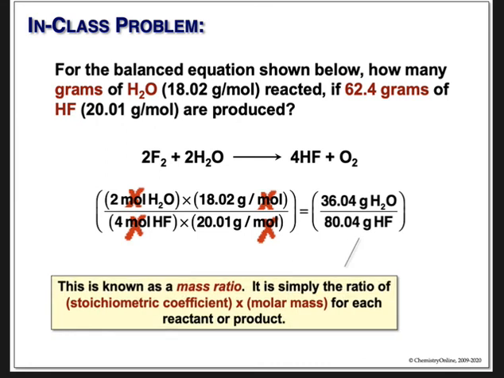A simple way to think about a mass ratio: if we have 36 grams of water, we will get 80 grams of HF. Simple way to think of it.